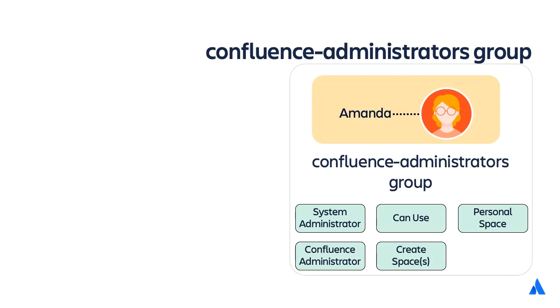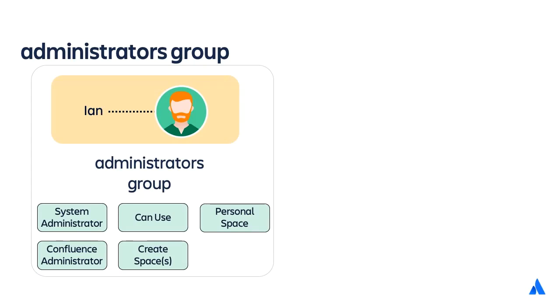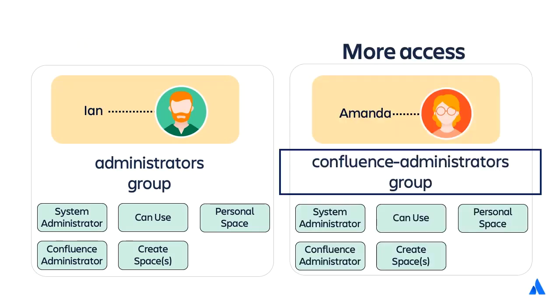If we haven't made this completely clear already, it must be stressed that membership in the Confluence Administrators Group is not the same as being granted all of the administrative global permissions. Here on the left, you can see that we have created a group named Administrators and granted that group all administrative permissions. Ian is a member of that group. As a member of that group, Ian has all the global permissions. Who has more access, Amanda or Ian? Amanda has more access than Ian because she's a member of the special and powerful Confluence Administrators Group.